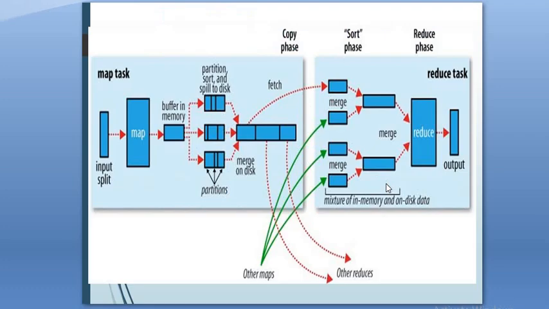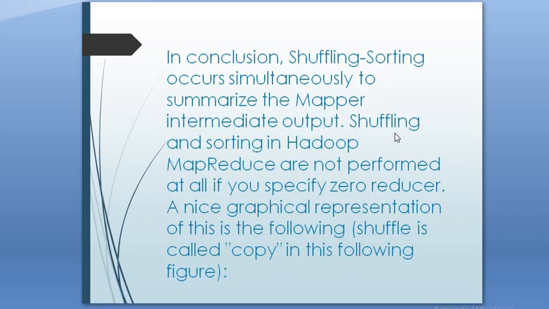So this diagram explains these three stages: map task, shuffle phase, sort phase, reduce phase. So map task, reduce task. Hope you can follow this concept. In conclusion, shuffling and sorting occur simultaneously to summarize the mapper intermediate output. Shuffling and sorting in Hadoop MapReduce are not performed at all if you specify zero reducers.